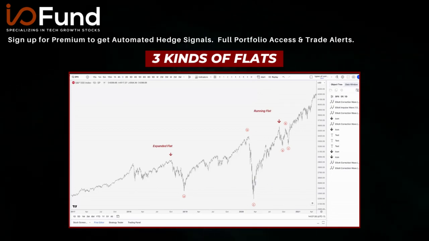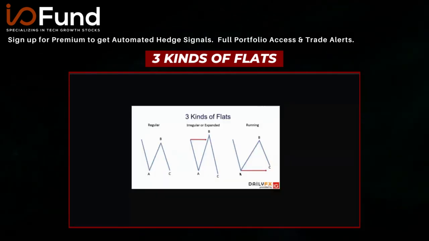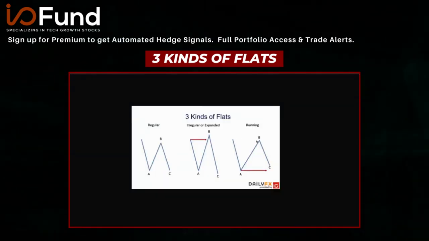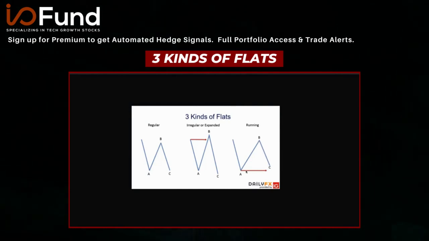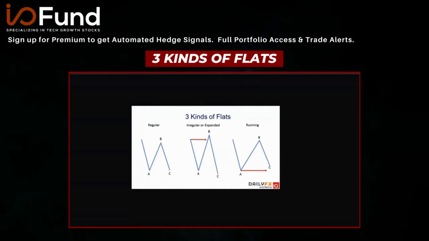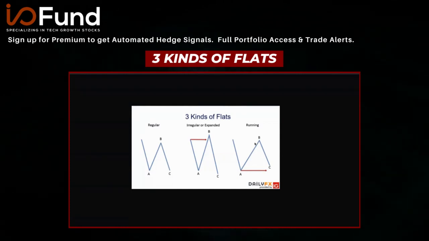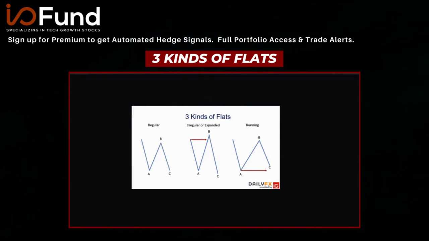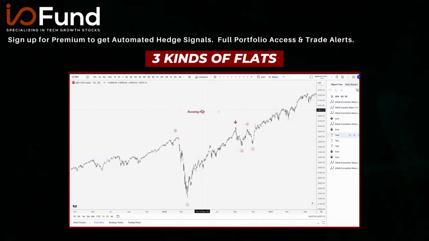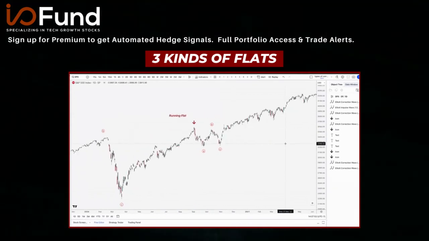And the final pattern is a running flat, where you have an A wave, the B wave retraces most of the A wave, and then the C wave actually doesn't go below the bottom of the A wave. When you see that pattern, this usually precedes a really strong bullish trend. And we saw that in 2020. Very clear example right here.